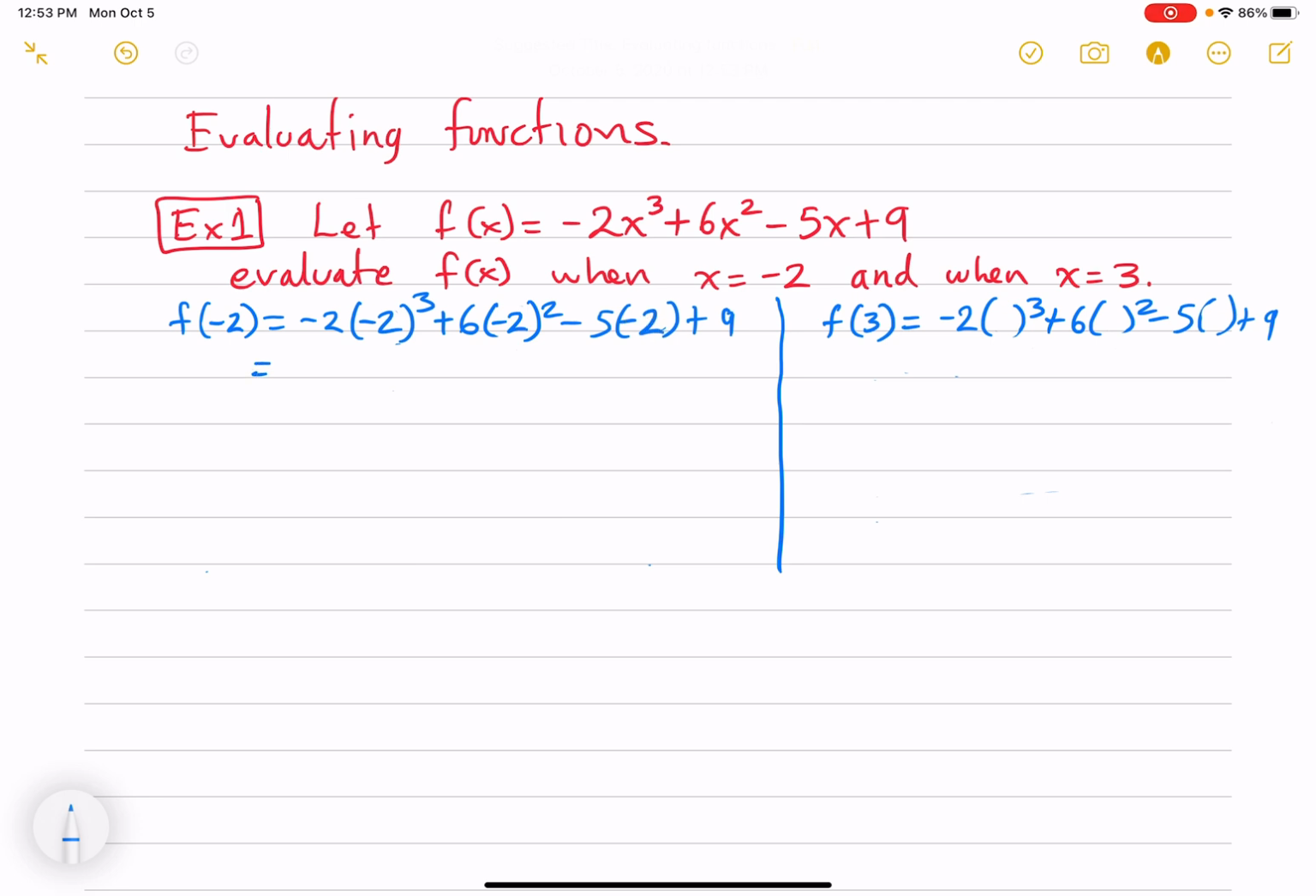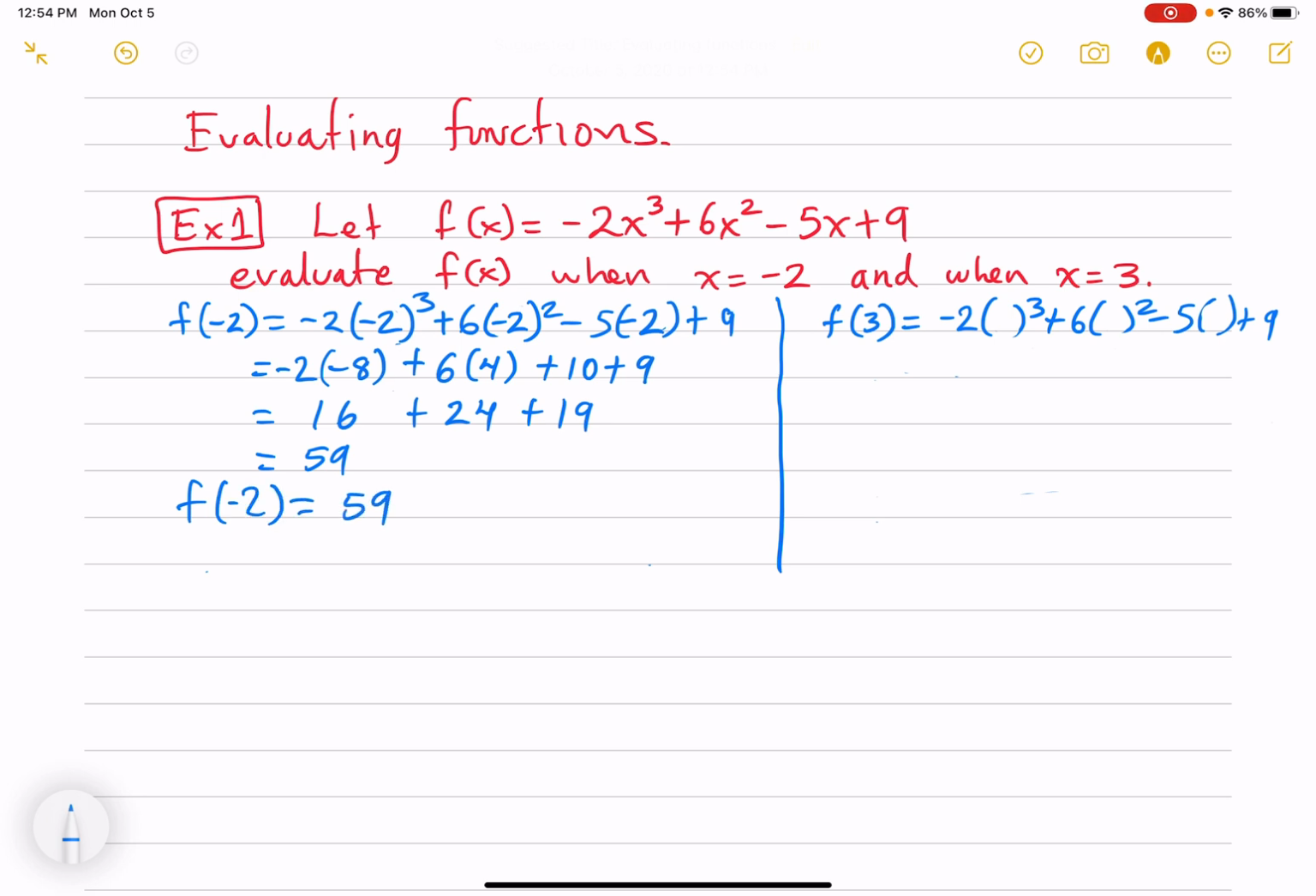And if you do this carefully, -2 to the third power, exponents before multiplication. -2 to the third power is -8. -8 times -2. -2 times -2 is 4. 6 times 4 is 24. And -2 times -5 is positive 10, and 9. These two together make a total of 19. 24 here, and then positive 16. Using the calculator, we can get 16 plus 24 plus 19 makes a total of 59. So we say that f of -2 is 59.